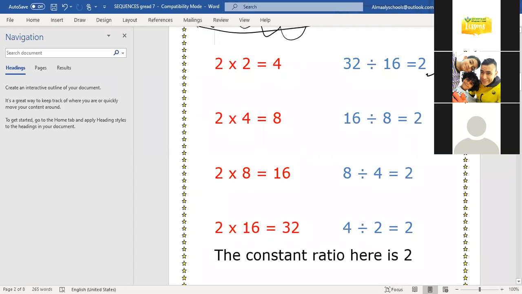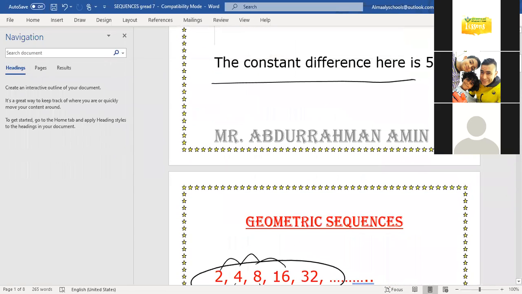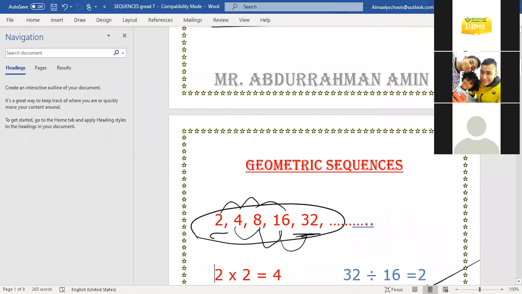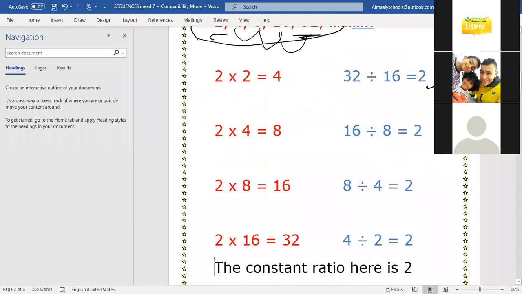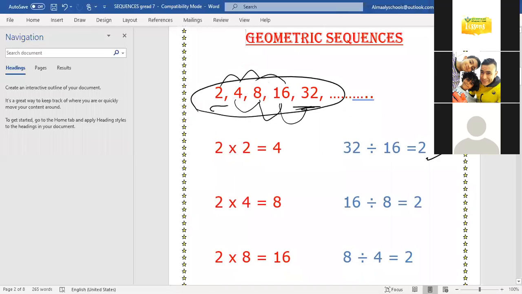I think you can find the difference between arithmetic sequence and geometric sequence. In the arithmetic sequence, we have a constant difference between the terms. In the geometric sequence, we have a constant ratio between the terms. In the arithmetic sequence, every time we are adding or subtracting a constant value. In the geometric sequence, we are multiplying or dividing by a constant value.